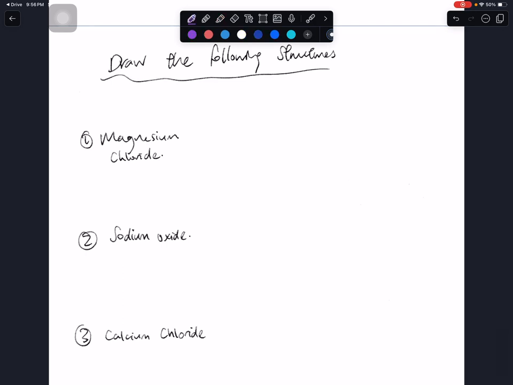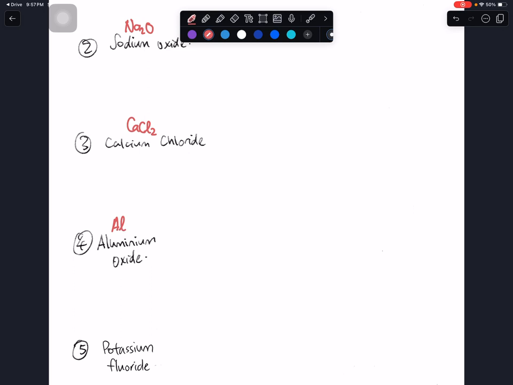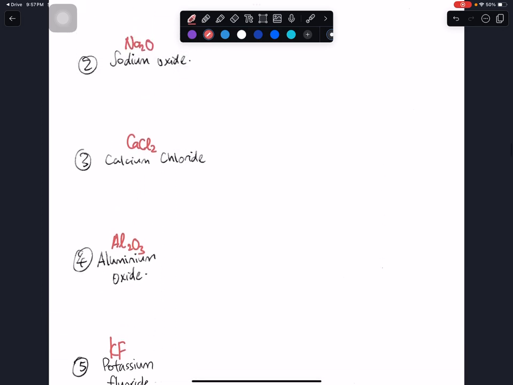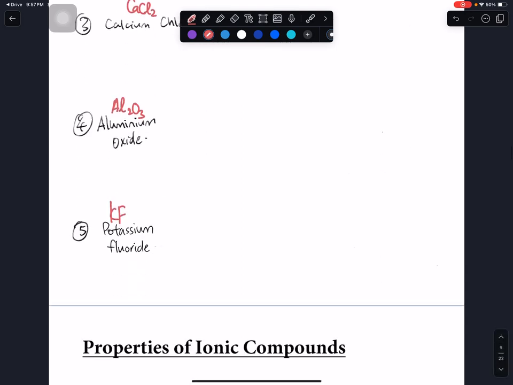Before letting the students try this part, it will always be good to get them to work out the chemical formulas first in case they forget, because if the chemical formula is wrong, then the drawing will naturally be wrong also. So for magnesium chloride, make sure you go through with them that it'll be MgCl2, sodium oxide is Na2O, calcium chloride is CaCl2, aluminum oxide is Al2O3, potassium fluoride will be KF. Go through the chemical formulas first, and then get them to do their drawing. Once they have done their drawing, you can proceed to the next part.